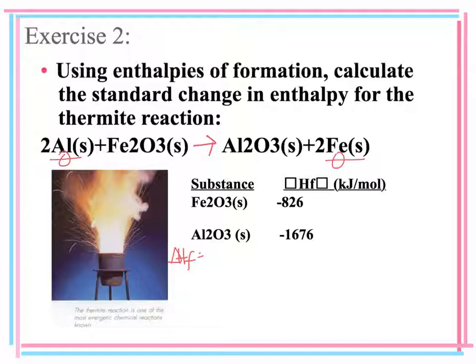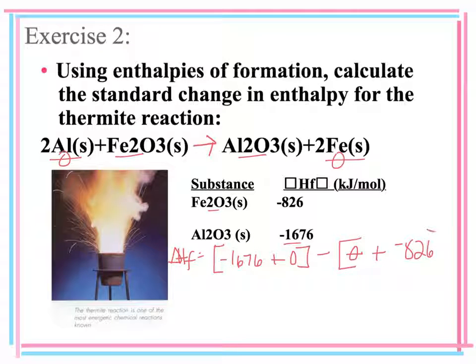So it's, again, products minus reactants. So from the product of aluminum oxide, I have a negative 1676. It's just 1 mole, so I can just leave that out, plus the 0 for iron, just so we know that it's there, and then minus the reactants. So I have the 0 for the aluminum, plus the value for the iron oxide, which is right here, so it's a negative 826. And then when I put that in my calculator, I should get a value of a negative 850 kilojoules per mole.